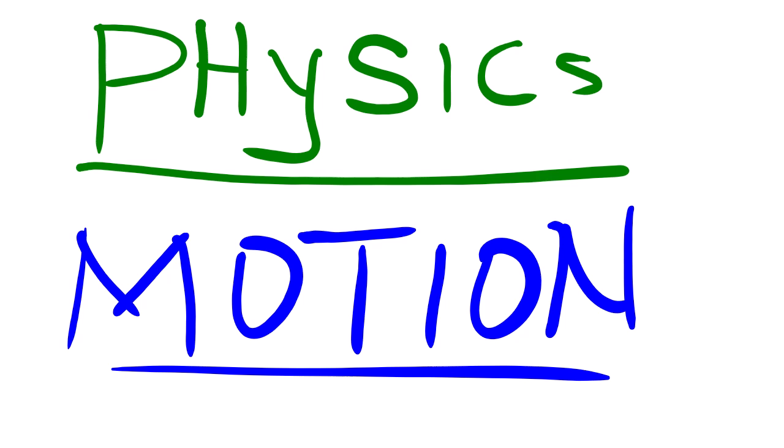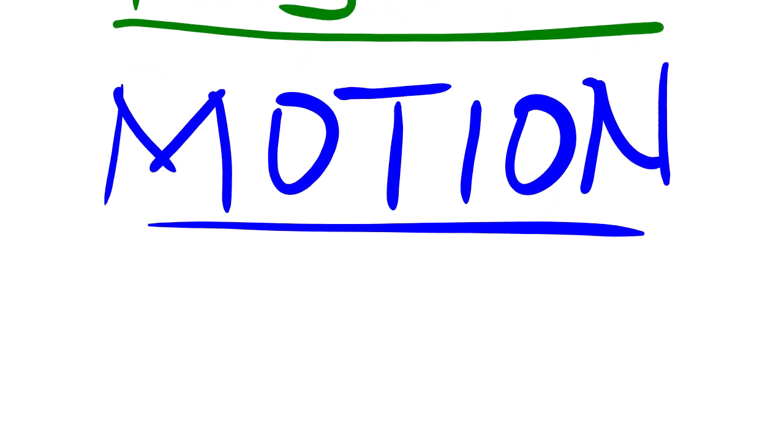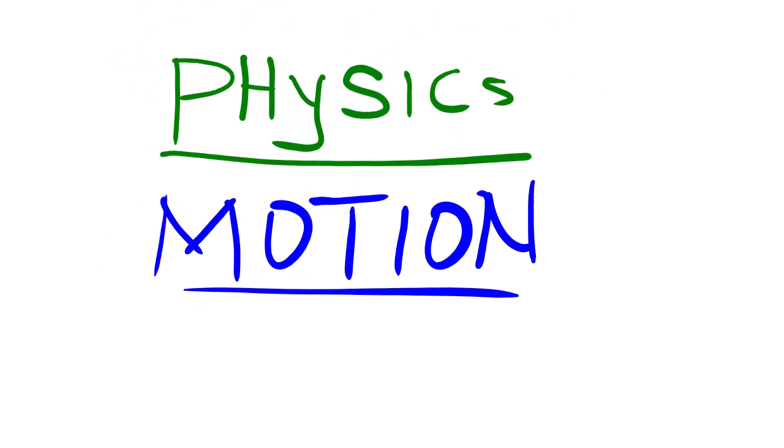Another way to define motion, apart from movement from one point to another, is changing position. So motion is not just something moving from one point to another, but also a way of changing position. That would lead us to a classification, or types, of motion.